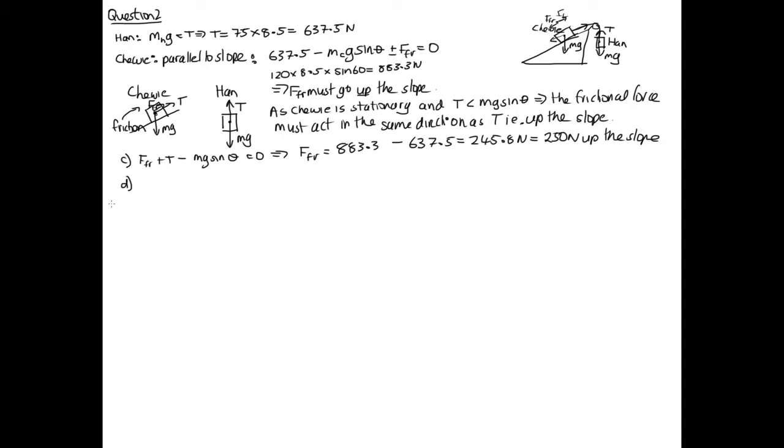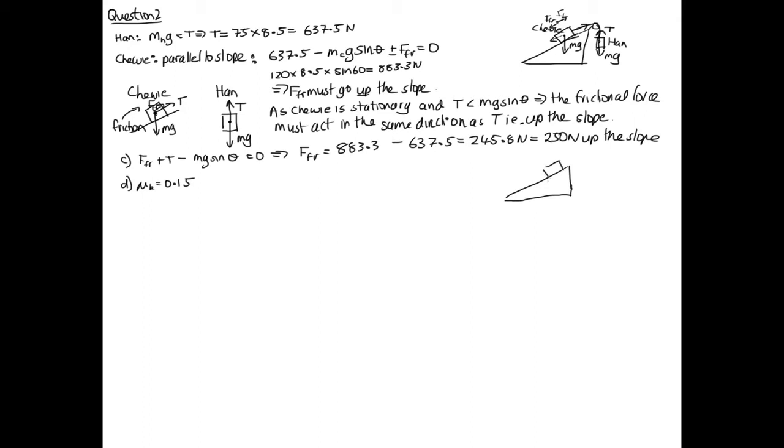Okay, then part D: suddenly the rope breaks, Chewie and Han start moving. The coefficient of kinetic friction between Chewie and the ice-covered slope is 0.15, so mu k is equal to 0.15. Chewie slides down the sloped outer wall of the structure, and we're asked for his speed once he's travelled 110 metres. Okay, so we've got a different situation now.